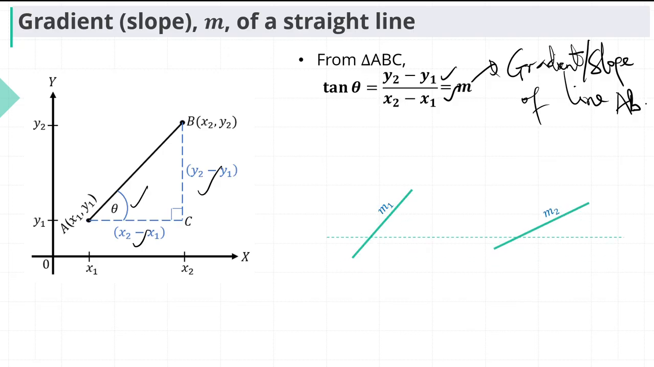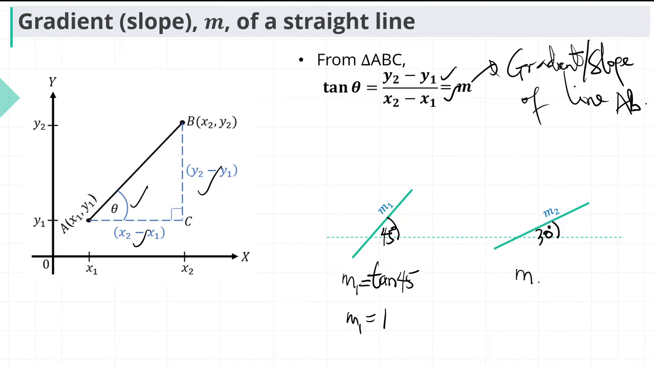Let's have another figure. In this figure, the first straight line is inclined at a certain angle to the horizontal. Let the angle here be 45 degrees. Let the angle made by the second line to the horizontal be 30 degrees. Now find the gradient M1 of the first line. M1 is going to be tan of the angle that the straight line is inclined to. Tan 45 degrees gives 1.